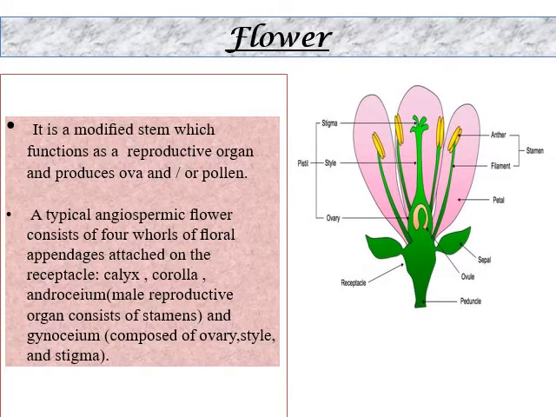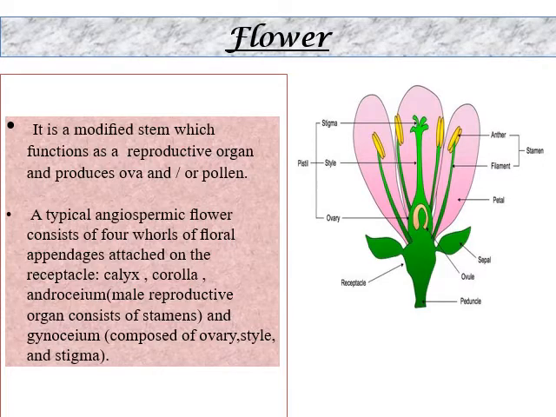This is a typical structure of an angiospermic flower, and if somebody asks you what a flower is in terms of definition, we'll define a flower as a modified stem which functions as a reproductive organ and produces ova or pollen. These ova and pollen are very important in the sexual reproduction of flowering plants, and are produced by the reproductive organs in the flower.